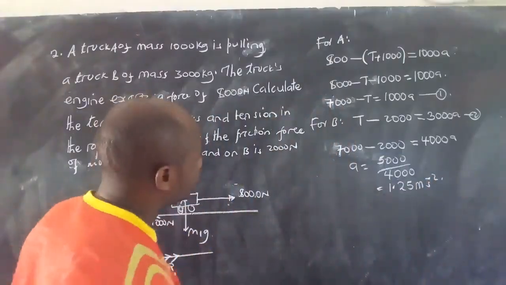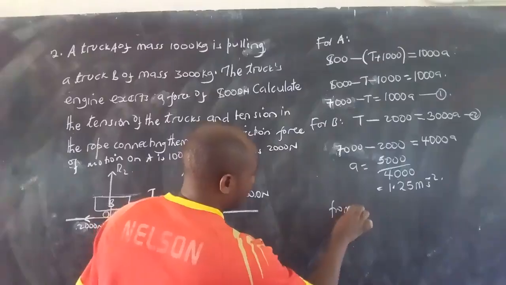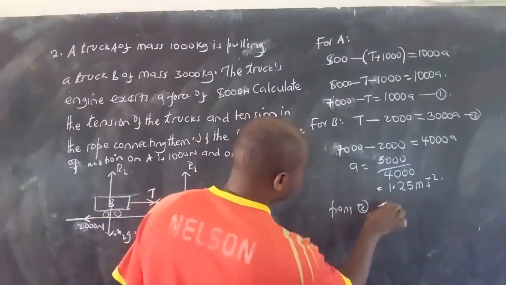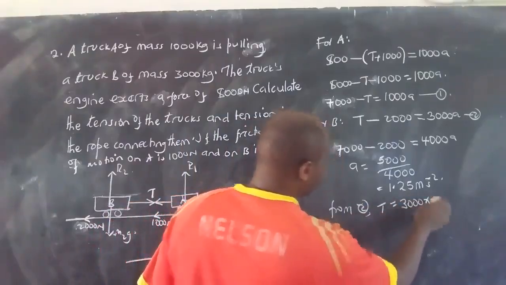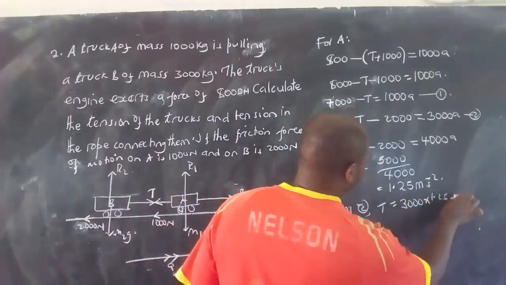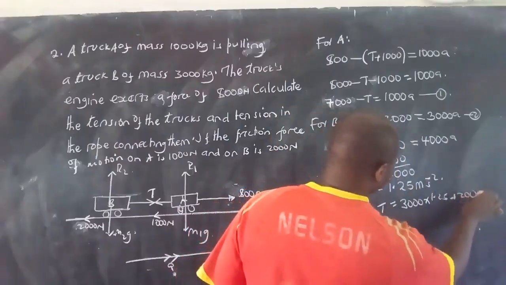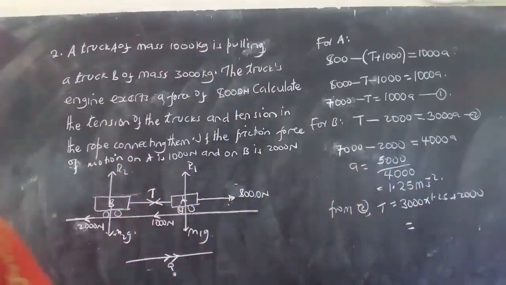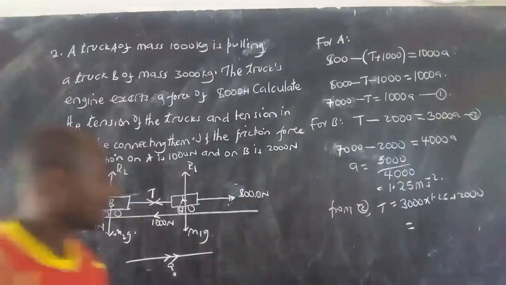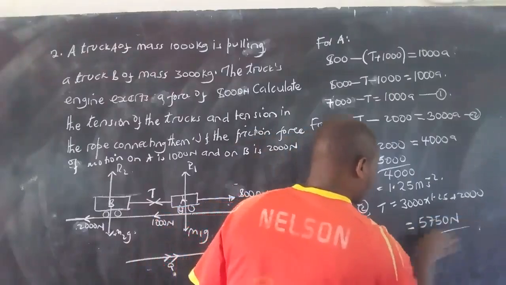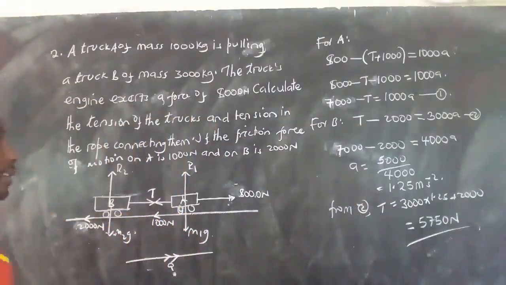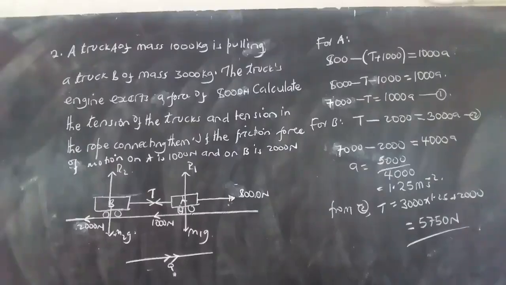Then we substitute from equation 2, our tension will become 3,000 times 1.25, then plus 2,000. So what will be our tension? Our tension becomes 5,750 Newtons. That is our tension. So that is example number 2. Let us go and see example number 3.